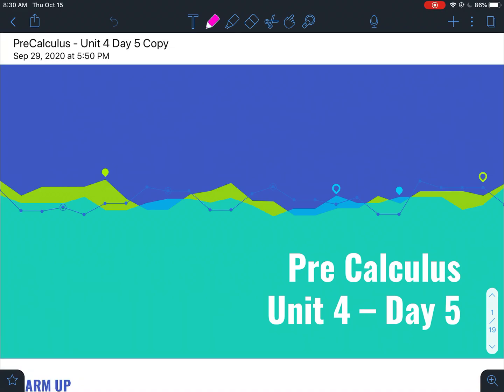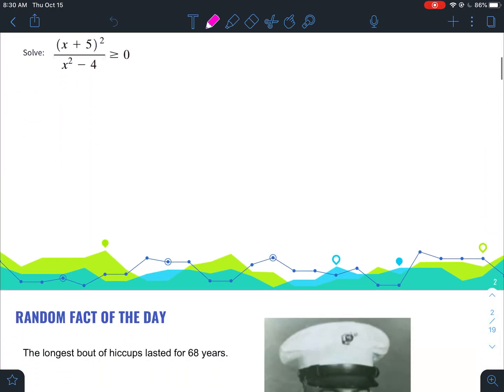These are your notes for Unit 4, Day 5 of Pre-Calculus. If you would like to see the warm-up, your review question, or any homework questions we covered in class today, just look at the finished notes.